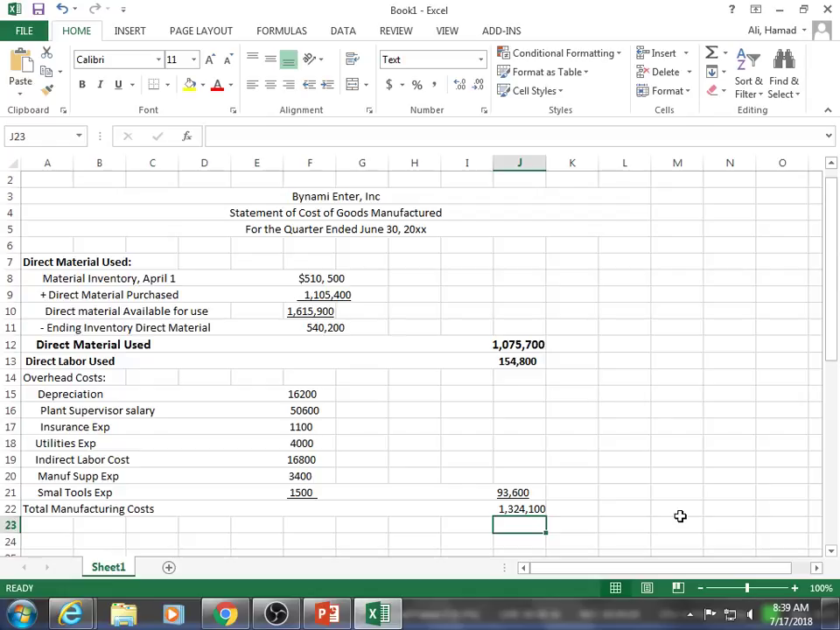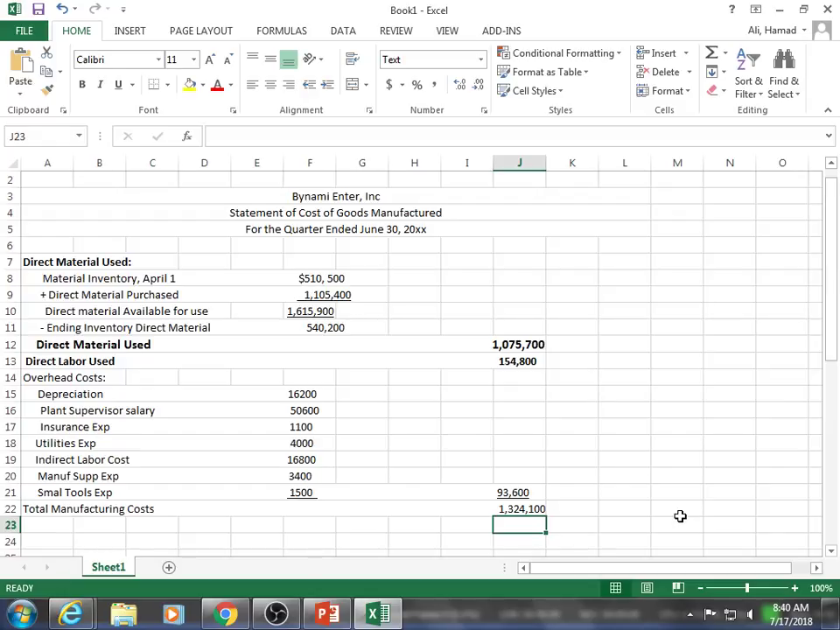Remember, if you remember, we said the cost flow: you start with the inventory, the raw material or direct materials, and then it goes to what? What do we call that in the middle? Work in process. Yes, sir. And from work in process, it goes to finished goods. So we still have to count the work in process inventory.